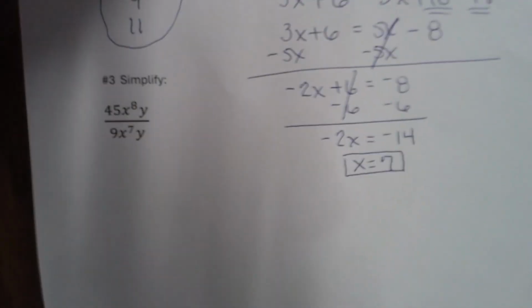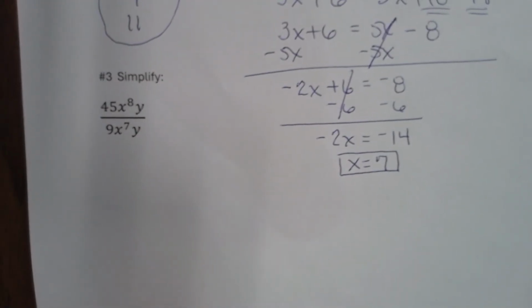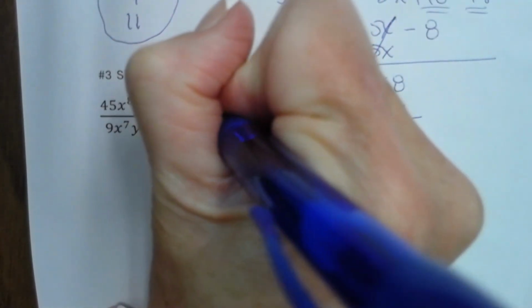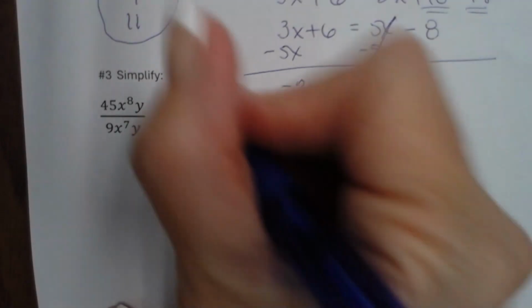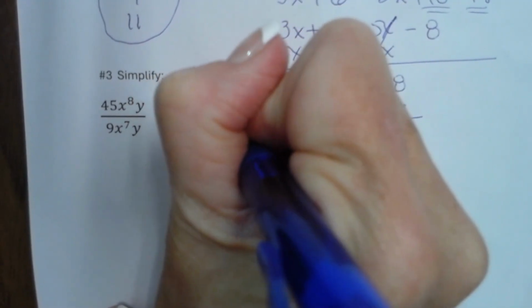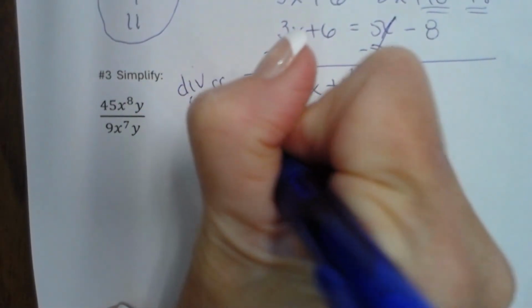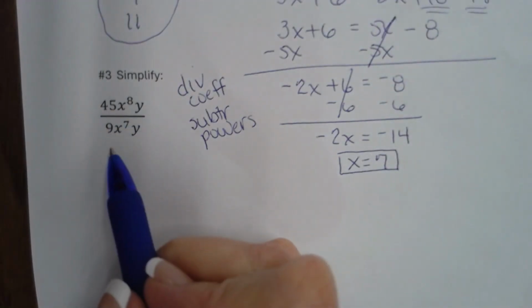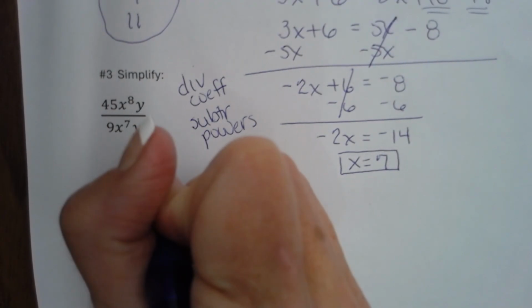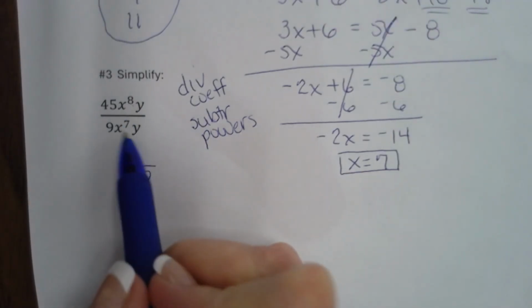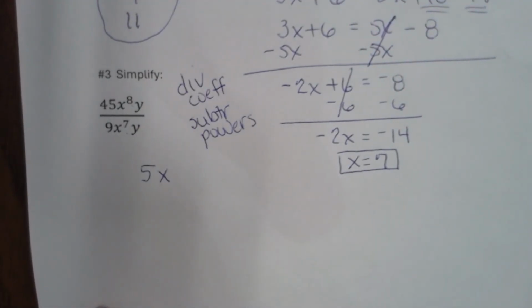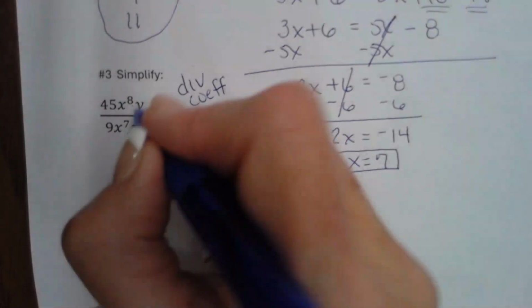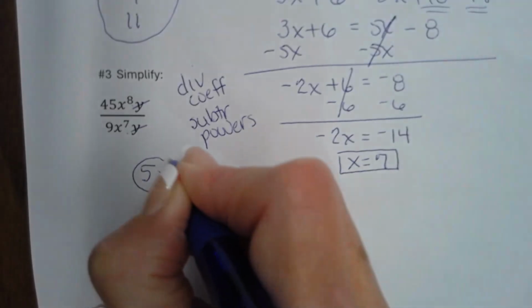And last one, this is what we learned about yesterday. We are dividing like bases, so we divide the coefficients. What do we do with the powers? We subtract the powers. So 45 divided by 9 is 5. x to the 8th divided by x to the 7th. When I subtract that, I get x to the first power. And what happens to the y's? It's 5x.